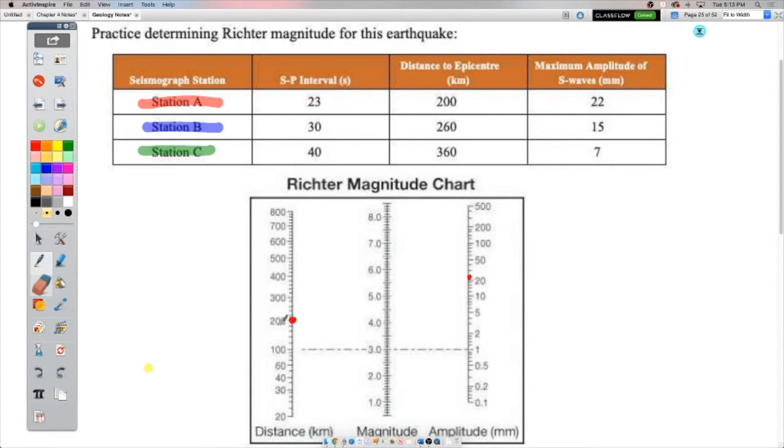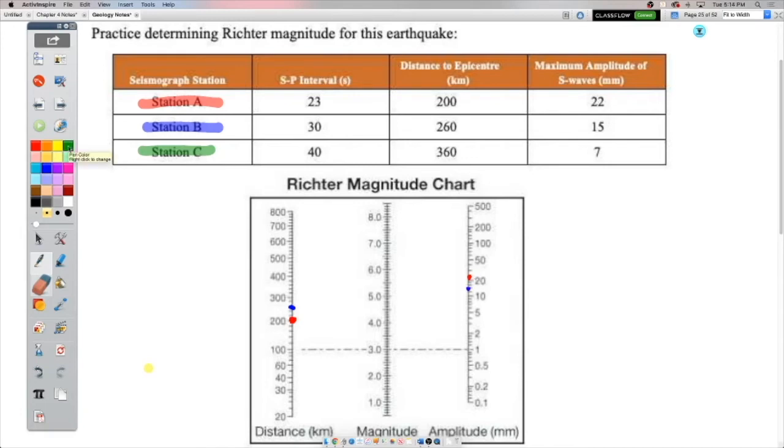So there's 200, there's 300. A little more than halfway would be 260. Okay. Now we have to figure out, so they were a little further, which means their waves should be a little bit smaller. And yes, they were. They were at 15. So there's 10, there's 20. So 15 is right in the middle.